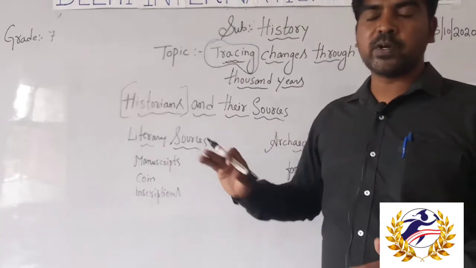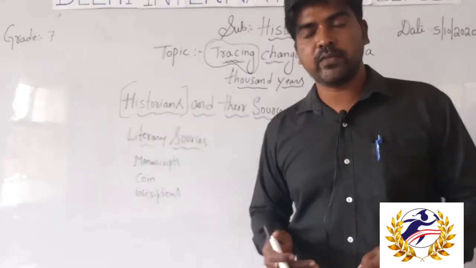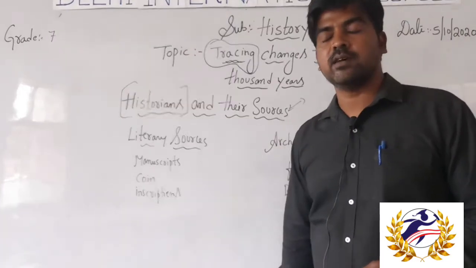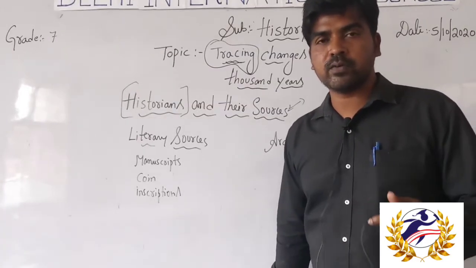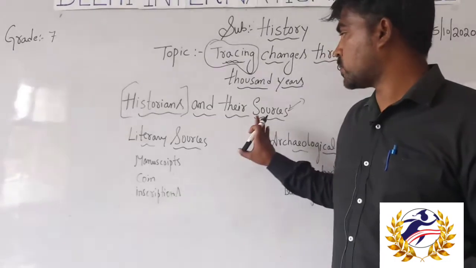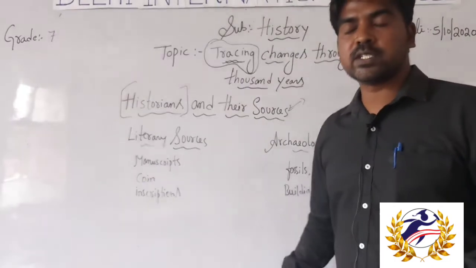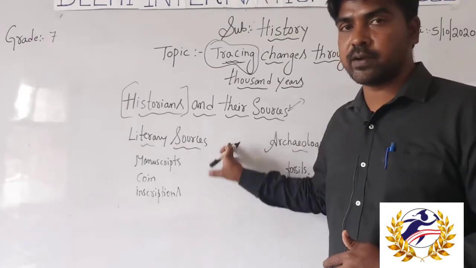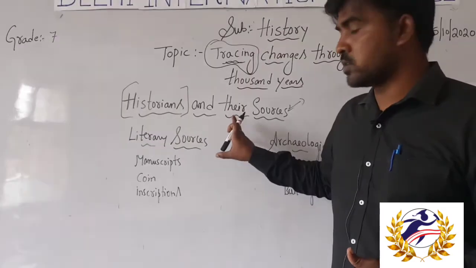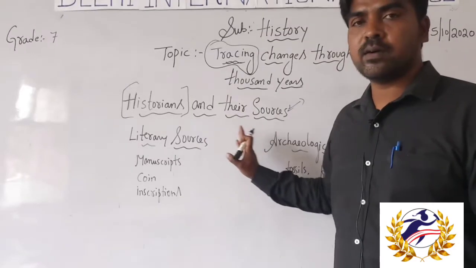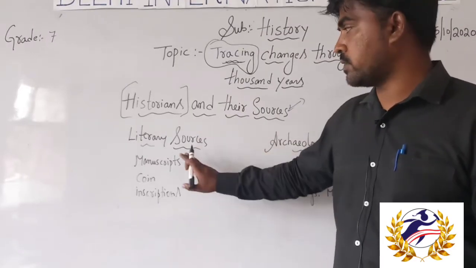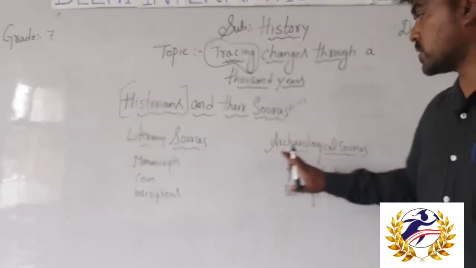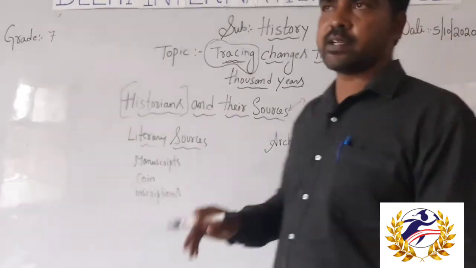It is not possible to record information without any clues and evidences. So it is called sources. We need some clues and evidences to record history, to know about history. Then only it is possible. I am not going to stress more on this concept because in 6th standard we have already learned about sources of history. We did 2 columns, what I have written on the board, literary sources and archaeological sources.